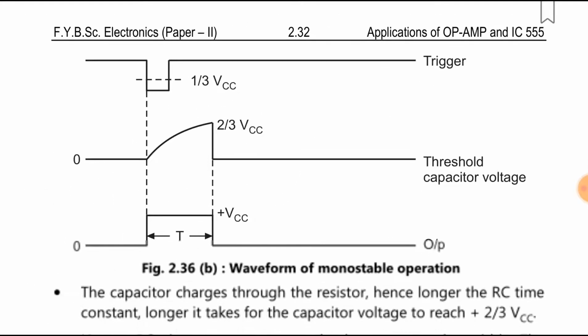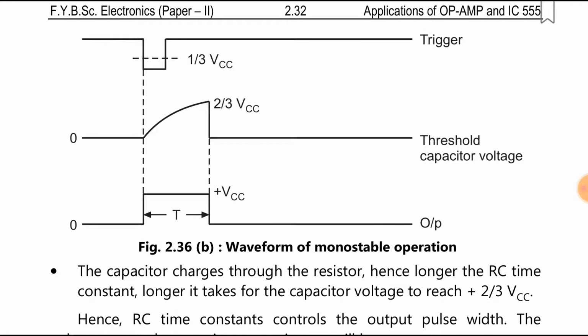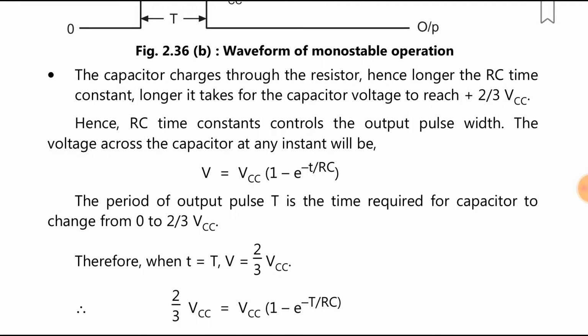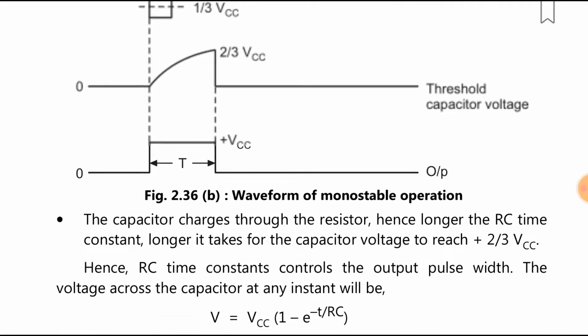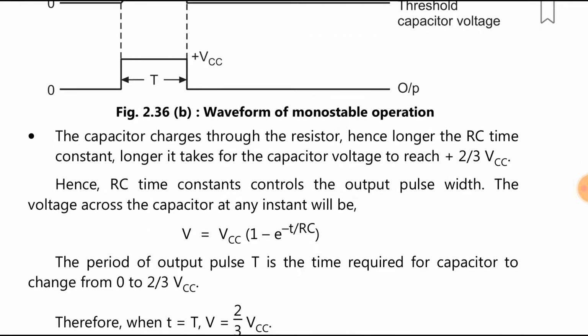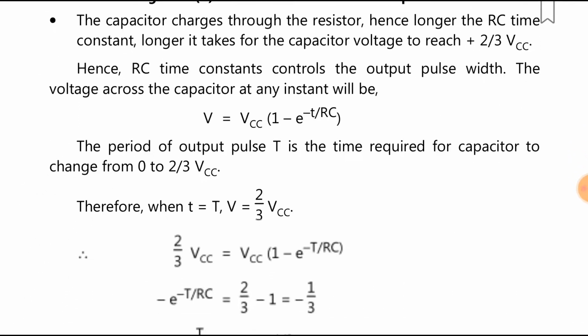So this is the trigger pulse, this is the threshold capacitor voltage, and this is the output square wave. These are the waveforms of monostable operation. The capacitor charges through resistance, hence the longer the RC time constant, the longer it takes for the capacitor voltage to reach 2/3 VCC. Hence the RC time constant controls the output pulse width. The voltage across the capacitor at any instant will be V equal to VCC (1 minus e raised to power minus t upon RC).